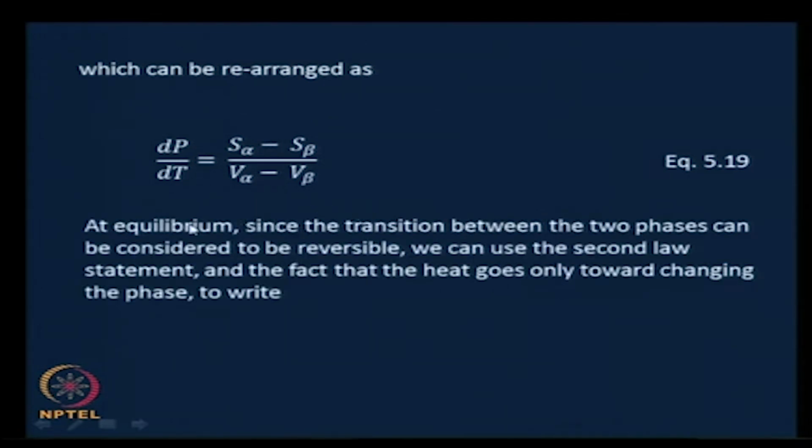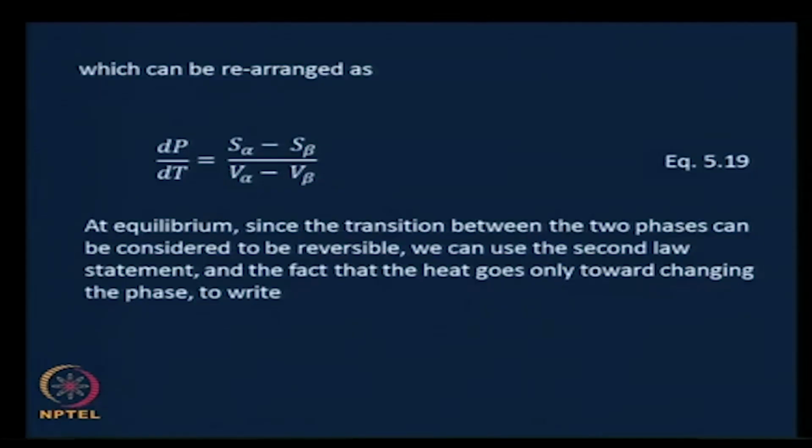To do that, let us consider this. At equilibrium, the transition between the two phases can be considered to be reversible. You know, the rate of one process in one direction equals the rate of the other process in the other direction and so on, and it is a good assumption to consider that process as reversible. If we consider the process as reversible, we can use the second law statement and the second law definition, and also, we will consider this a little later.